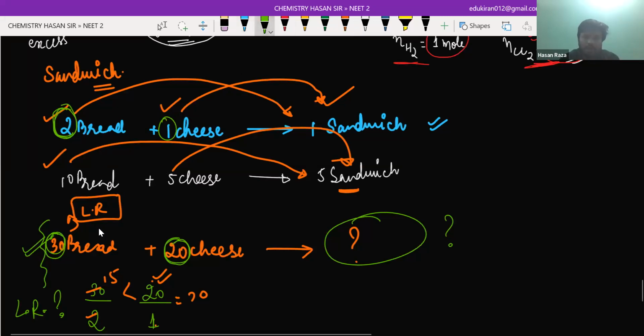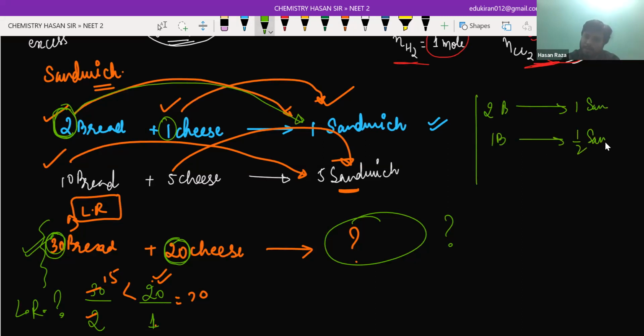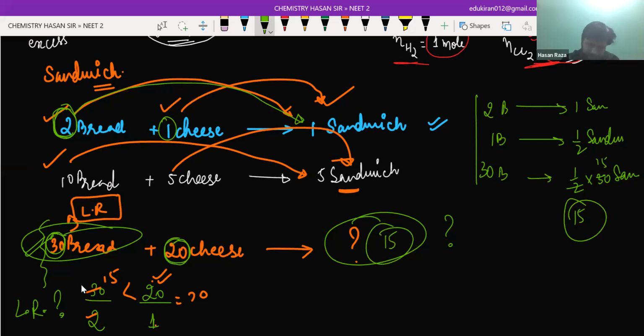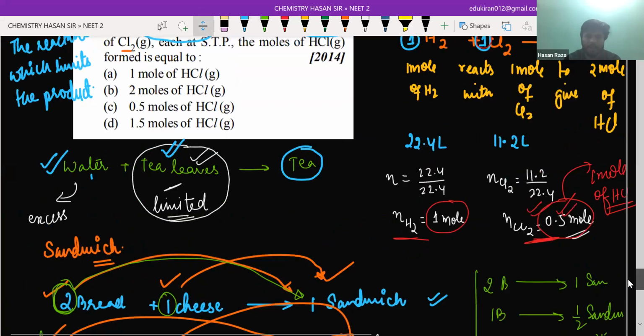What you need to do is just compare with the limiting reagent. So you can see 2 bread gives you 1 sandwich. So 1 bread gives you 1/2 sandwich. And what we actually have is 30 bread. So for 30 bread, you will get 1/2 into 30 sandwich, and you will get 15 sandwich. So the answer here will be 15, and the limiting reagent is your bread. Are you getting my point? Yes, sir. Now again, I'm going to take that example and explain to you.